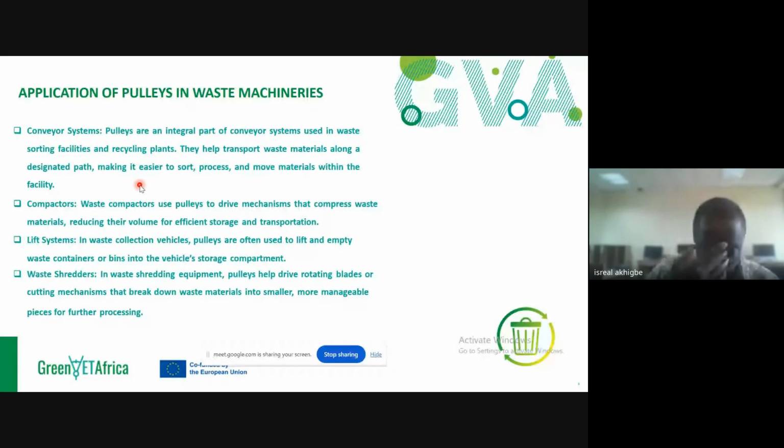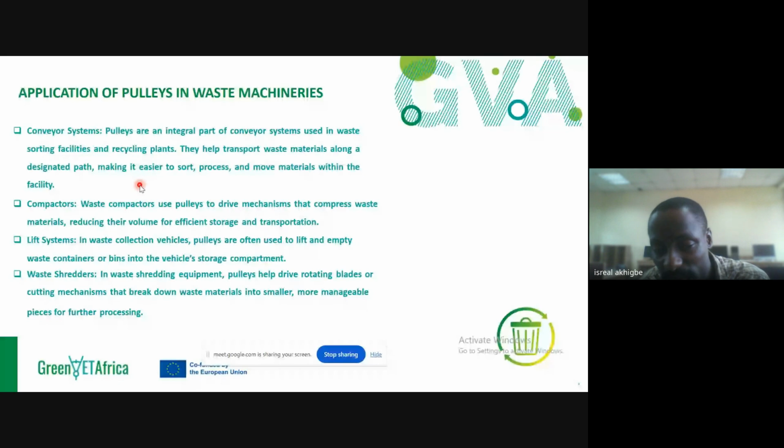Now, we'll talk about lift systems. In waste collection vehicles, pulleys are often used to lift and empty waste containers or bins into vehicle storage compartments. Remember when I said that one of the simplest but yet most complex machinery you will find in the waste recycling process is your garbage truck. That vehicle that goes about collecting trash, collecting waste that's to be recycled. Similarly, inside some of your vehicle storage compartments, you also find pulleys.